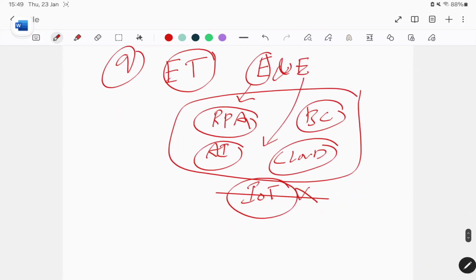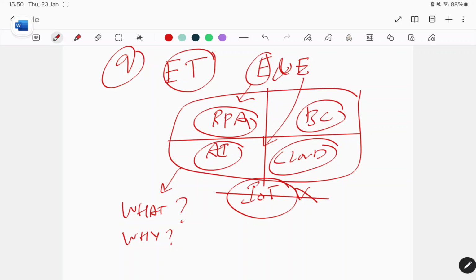One more important point is you must make sure that you understand each and every emerging technology over here. They are important. Make sure you know why. First, you must know what they are. What are these technologies? And then why are they important? Why is it important to your company? Why is it important to the business process?